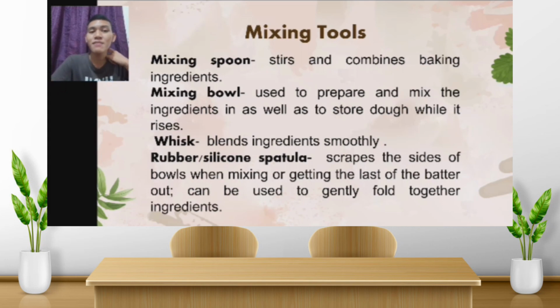Next we have the mixing bowl, used to prepare and mix the ingredients in, as well as to store dough while it rises. This is the fermentation process. So when we say dough while it rises, it means fermentation. We have also the whisk. It is to blend ingredients smoothly. Okay, we have also the rubber or silicone spatula. It is to scrape the sides of bowls when mixing or getting the last of the butter out. It can be used to gently fold ingredients together.